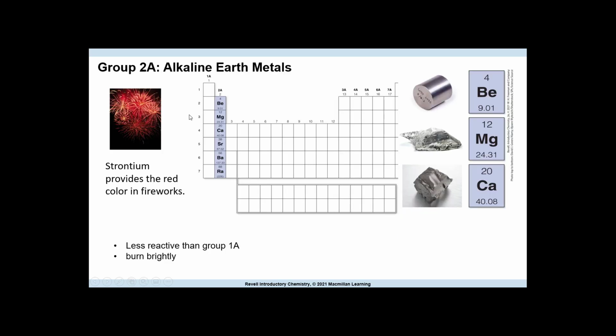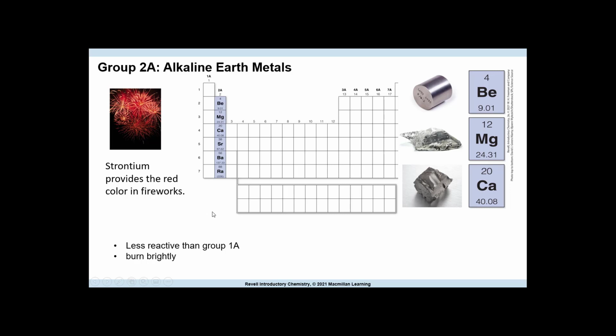Remember that printout I told you guys to have? Group 2 is alkaline earth metals. This is beryllium, and it goes down to, of course I put myself in a spot, sorry, this is radium. My brain went out on me for a little bit. This is radium. That's here. This is less reactive than group 1, but it burns brightly. So strontium, which is this one right here, is responsible for the deep red color in fireworks. Magnesium gives off a very bright white color.